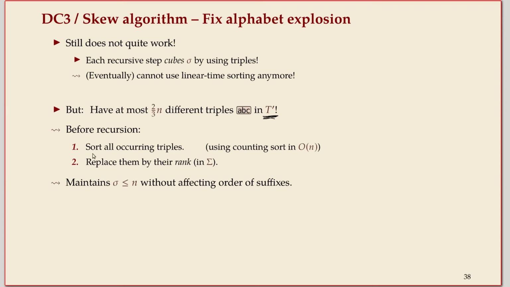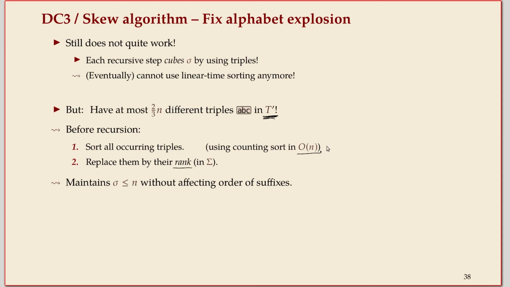To do that, we sort all the occurring triples. Again, sorting essentially means 3 rounds of counting sort, by the same tricks we used in step 2. We can do this in linear time. And then we replace those triples by their rank in sigma. I'll show you an example in a second.